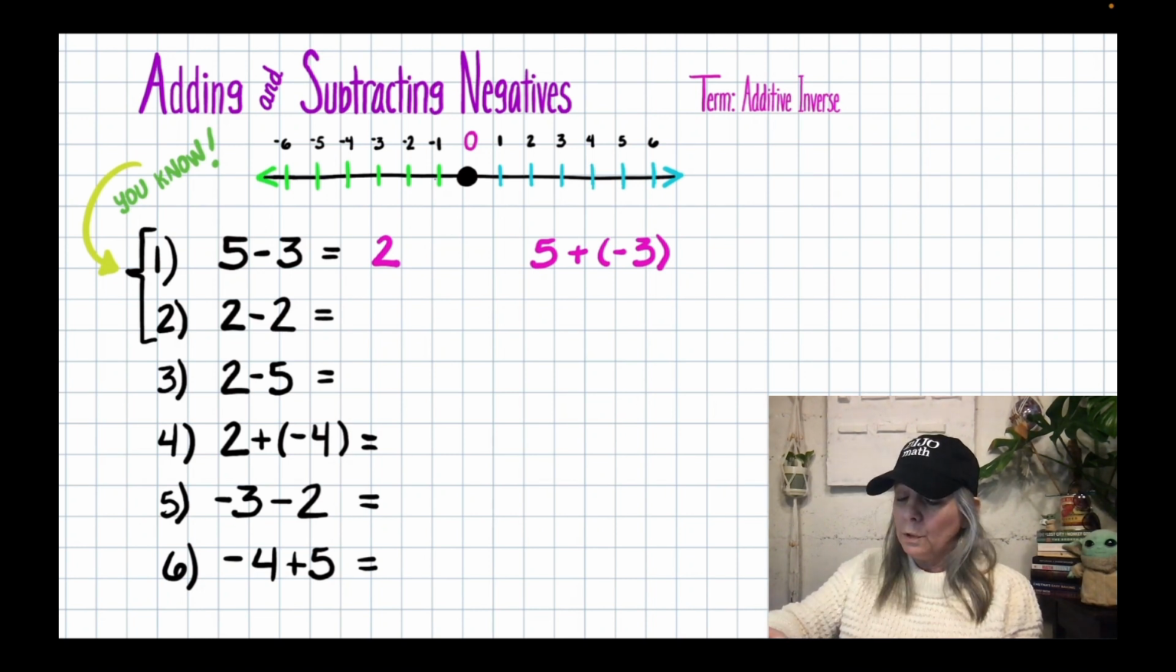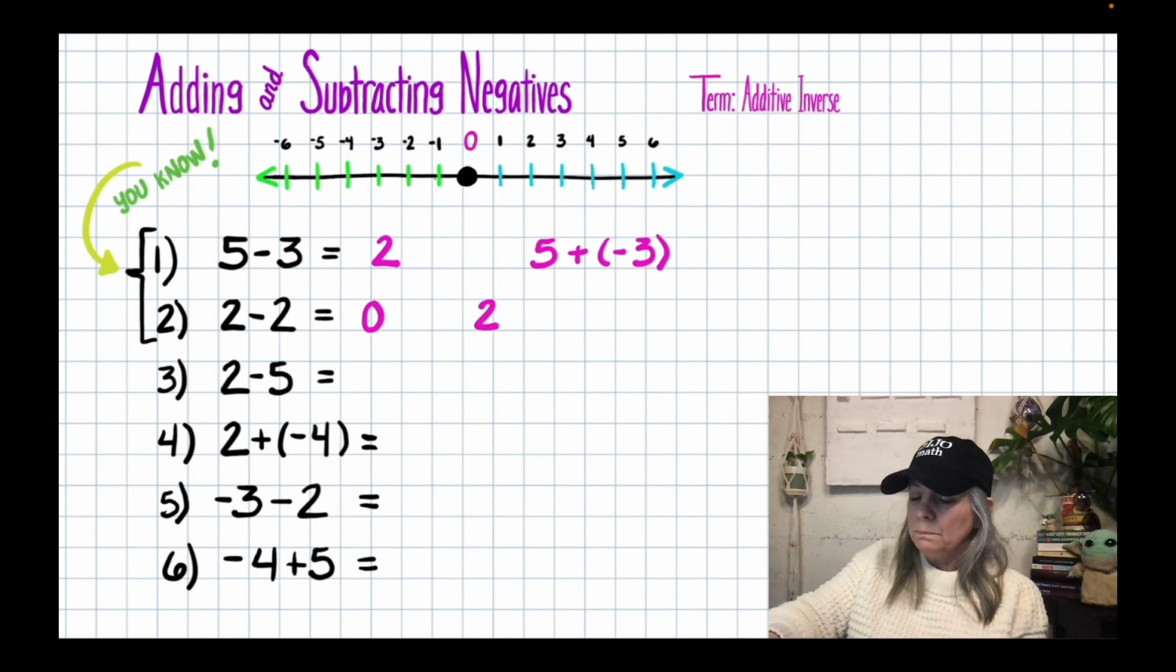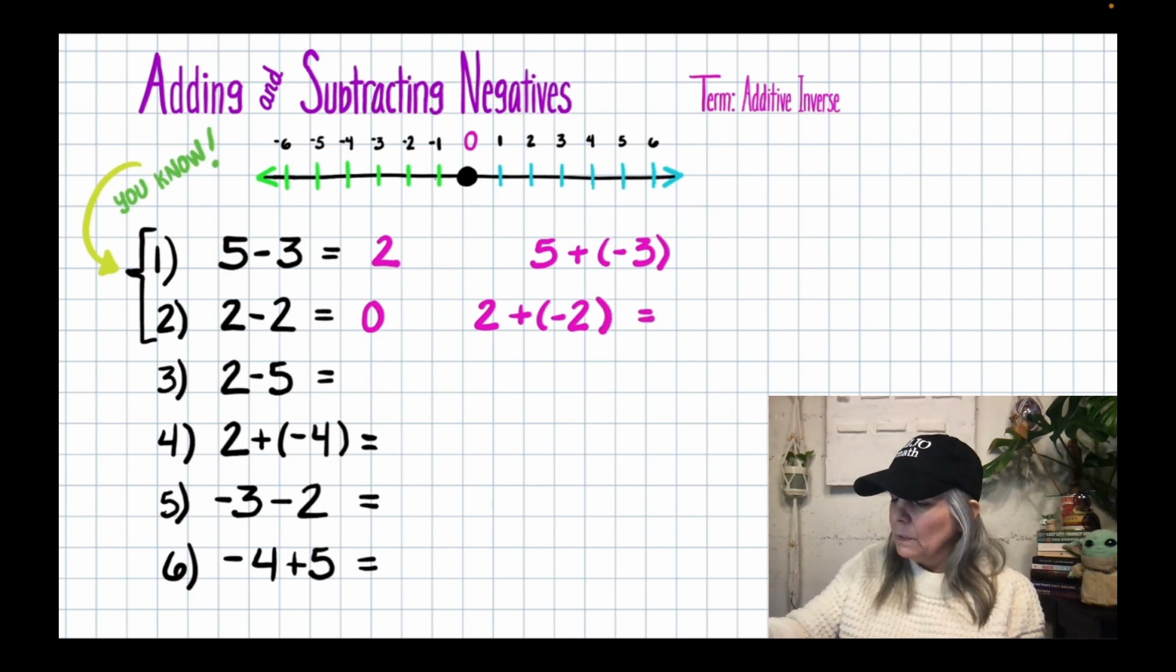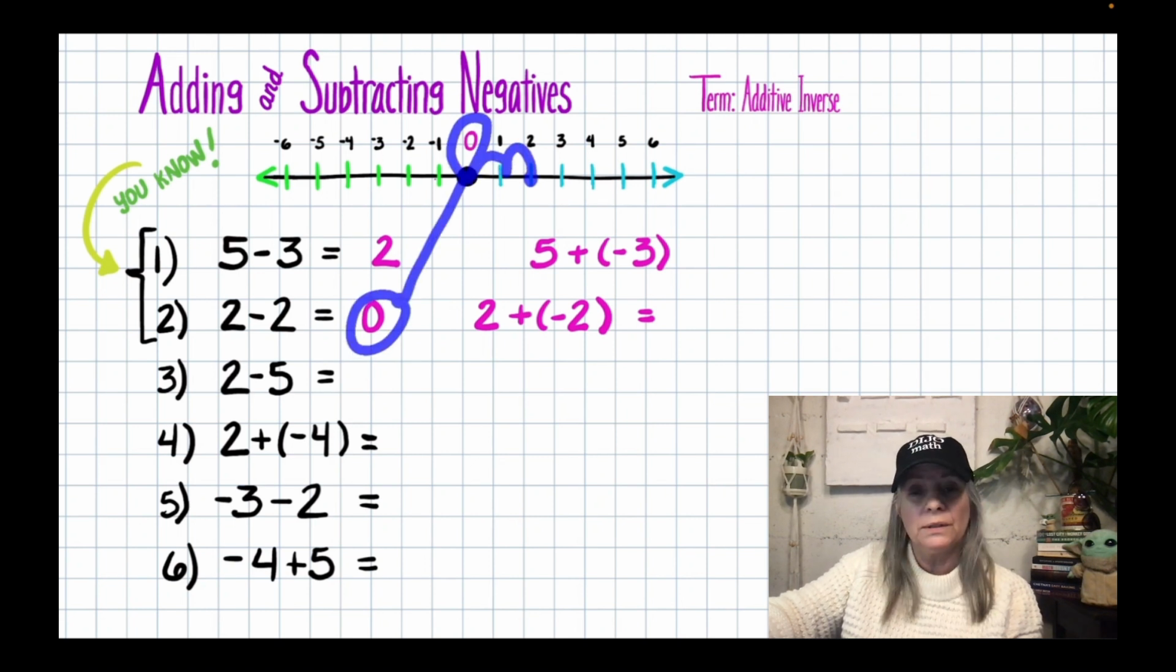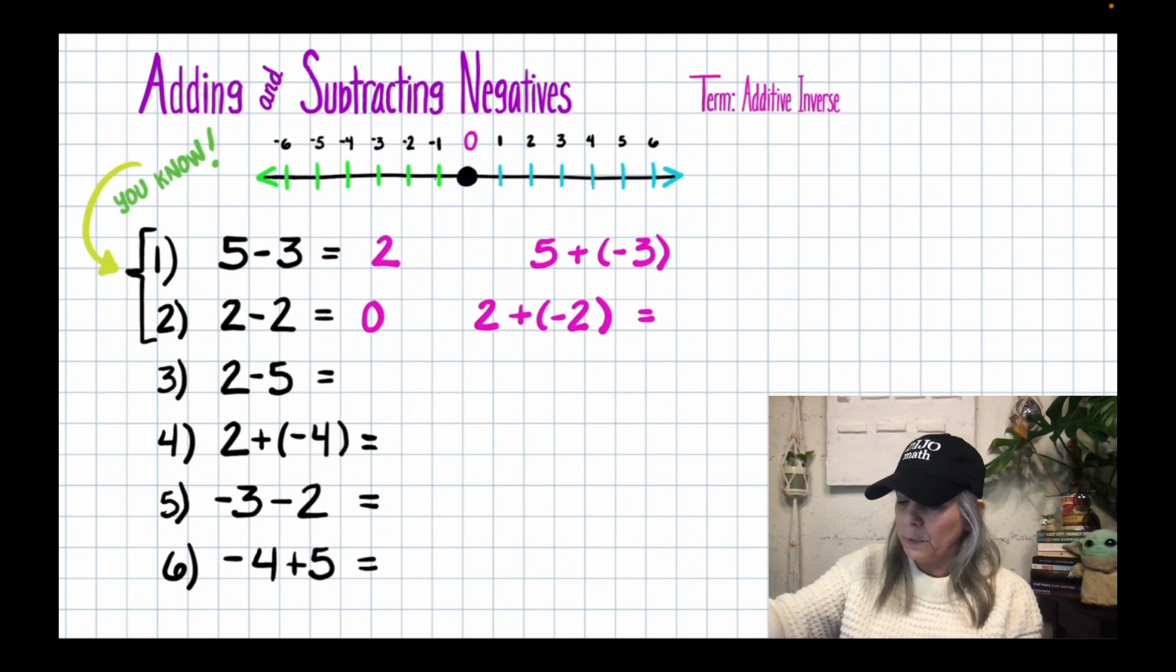2 minus 2 is 0. Again, we can rewrite this problem using the additive inverse of 2, which is negative 2. And let's look at it on the number line. We're going to start with 2, and we're going to subtract 2. And that means we need to go to the left, and we end up with 0, which is exactly what we knew it would be. So we put 0 there.